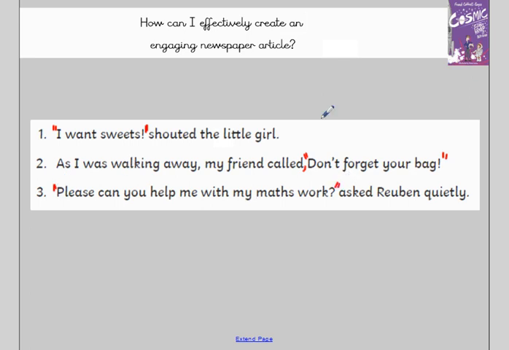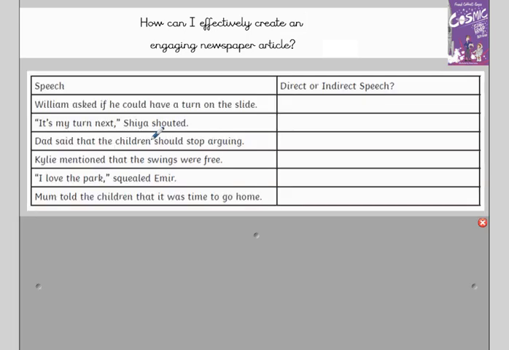Okay, so we should see our inverted commas there. Hopefully you had a really good go at that. Now the next thing is looking at direct or indirect speech. So what I'd like you to do is remember which of these is direct or indirect.